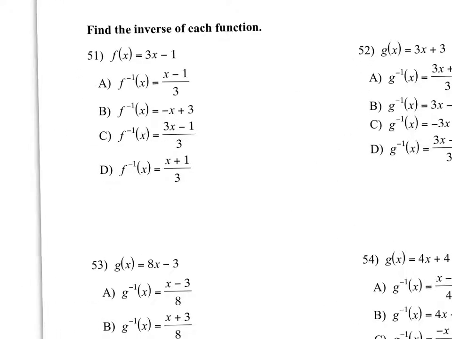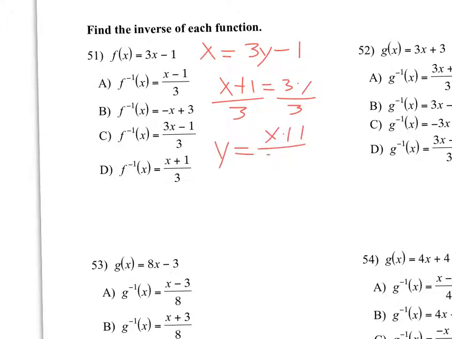In order to find the inverse, what we're going to do is write this as x is equal to 3y minus 1, and then solve for the new y. So x plus 1 is equal to 3y. Divide by 3, and we get our new inverse is y equals x plus 1 over 3, which happens to be D.